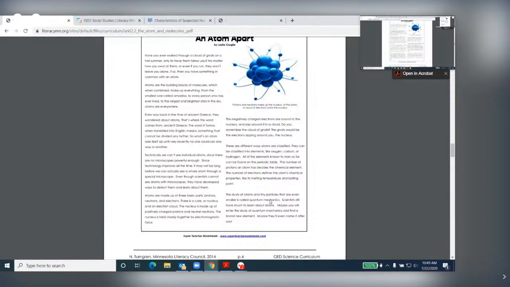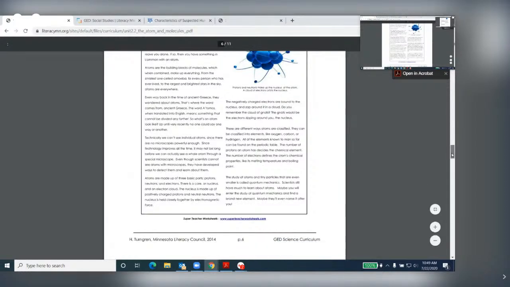The study of atoms and tiny particles, or even smaller, is called quantum mechanics. Scientists still have much to learn about atoms. Maybe you will enter into the study of quantum mechanics and find a brand new element. Maybe they'll even name it after you. Okay.